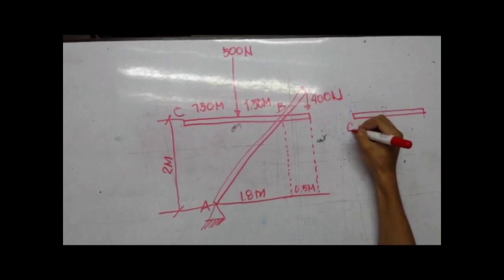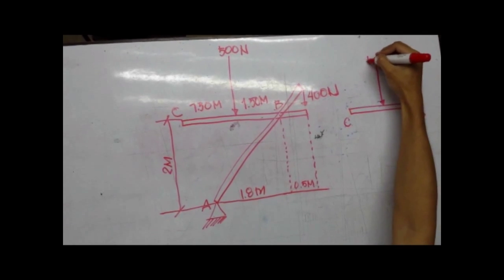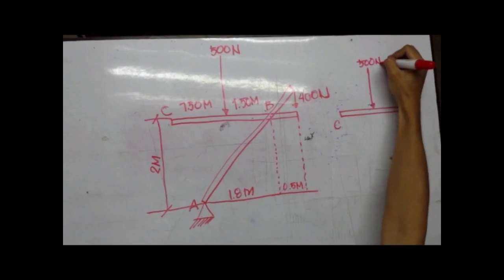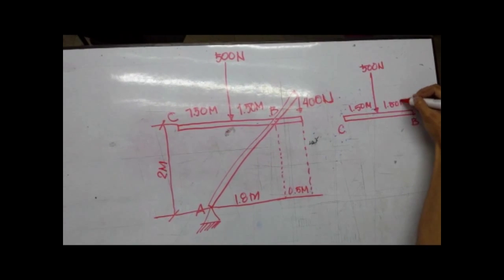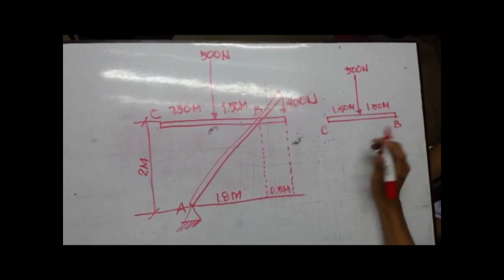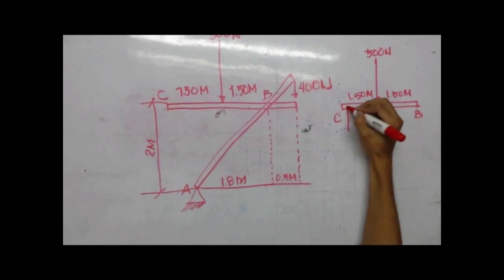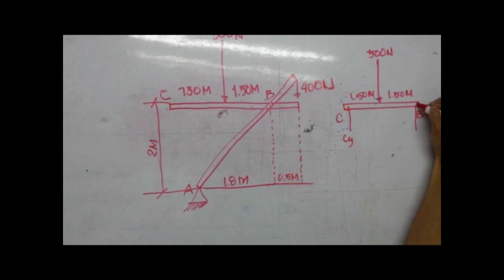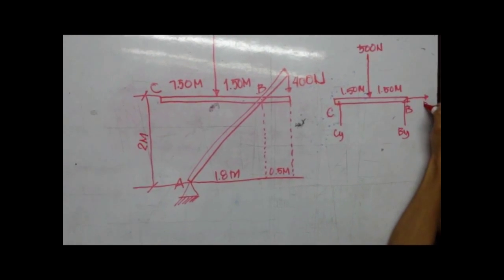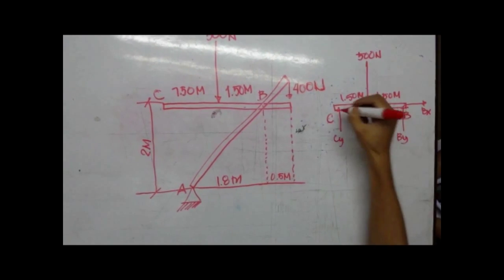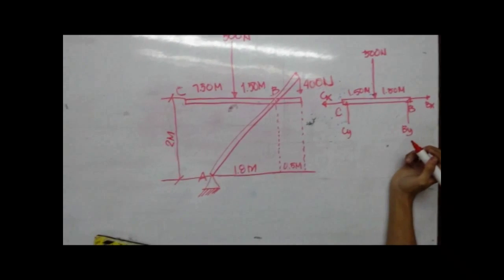Point C and point B. We have the 500 newton force going downwards over here, and the distance 1.5 meters. So, of course, we have to place forces opposing the 500 newtons going downward. We have Cy that goes up and Dy that goes up here. We have Dx going to the right, and Cx going to the left.